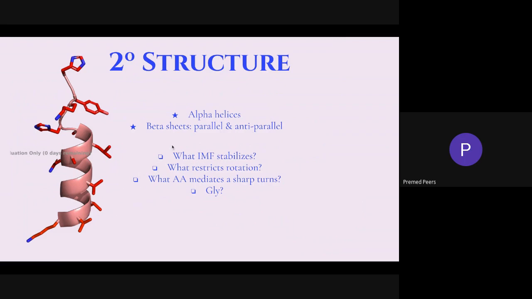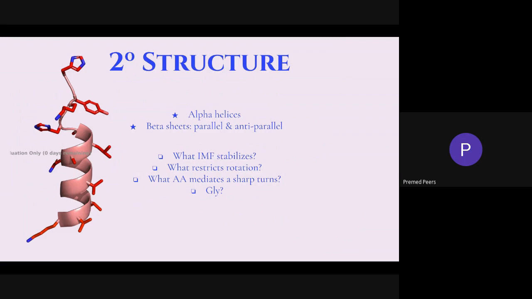And what restricts the rotation? That is something we mentioned a little earlier: the partial double bond rotation, angular strain and rotational strain, because of the partial planar conformation it adopts. So that restricts the rotation, and therefore there are only so few structures, the alpha helices and the beta sheets, that they can conform to.